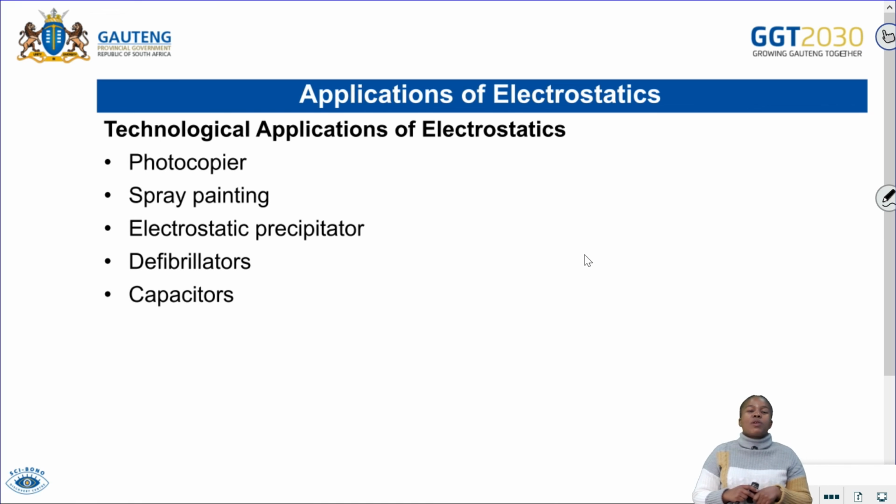Now, getting into real life application. Where do we use electrostatics? You may ask yourself. Now, we use technological applications of electrostatics in our photocopying machines, the photocopiers. We use it for spray painting. As you see the walls that are decorated nicely using the spray paint, that's where your electrostatics comes in. It's your electrostatic precipitator, it's your defibrillators, and then it's your capacitors. So these are the everyday applications of where we use our electrostatics.